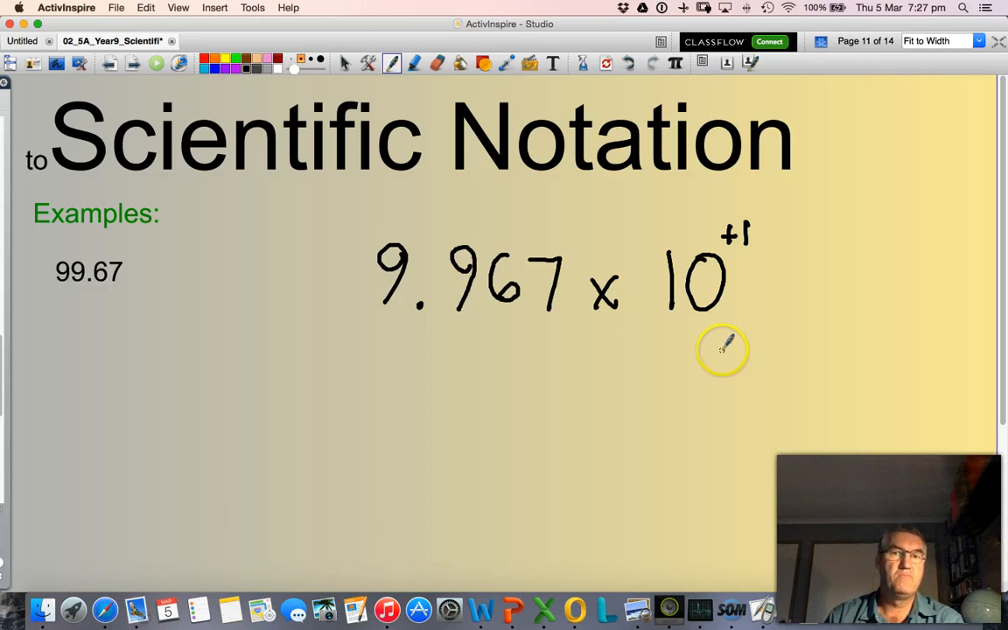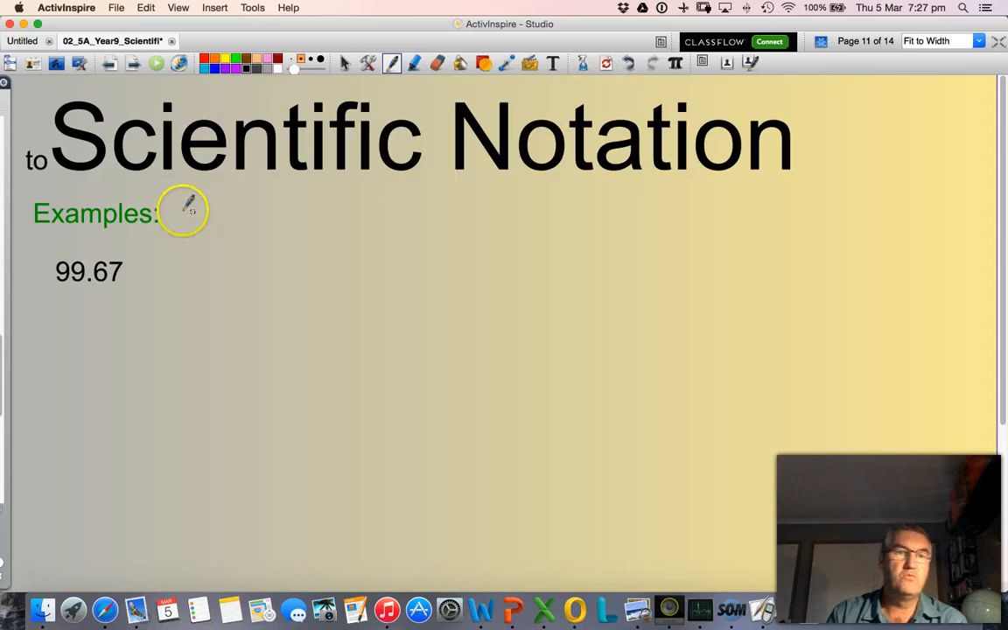Okay, so if you want to just double check, +1 means I'll be moving this decimal point across there, and that becomes 99.67. Okay, I'll clear that annotation, move across with the next question.